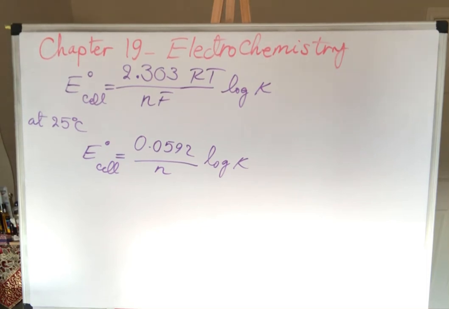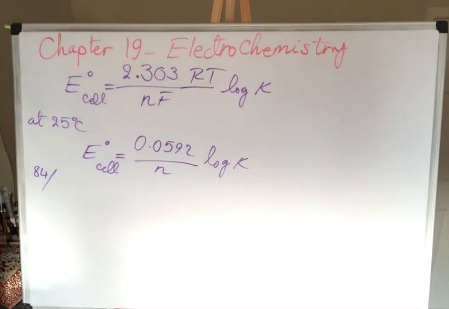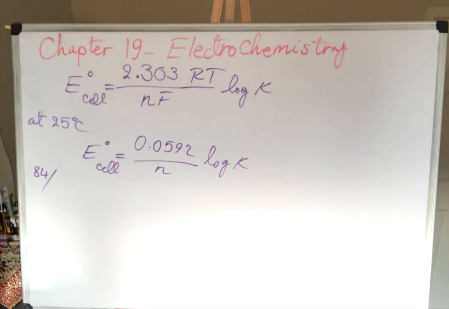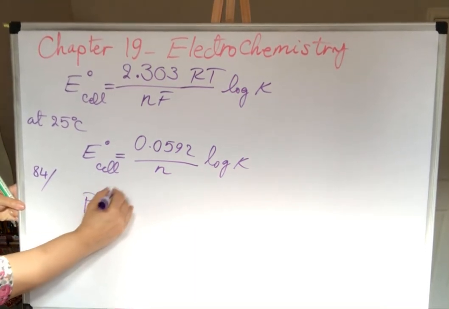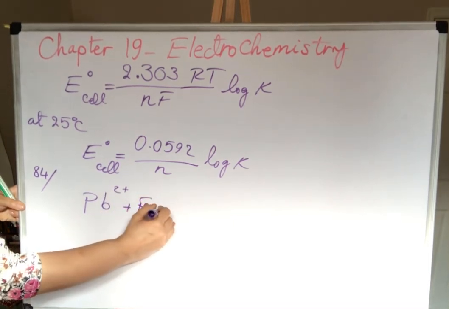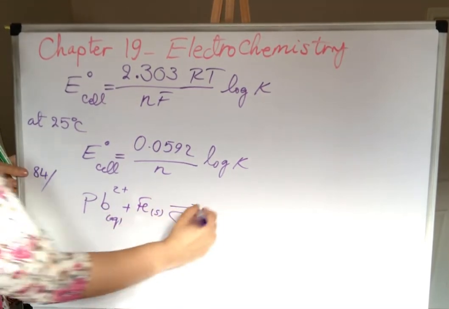So based on this, we move towards this question. Calculate the equilibrium constant K at 25 degrees Celsius. So it means that we can use this formula. Calculate the equilibrium constant for the following reaction from the standard cell potential. Pb... so we're dealing with an equilibrium now.